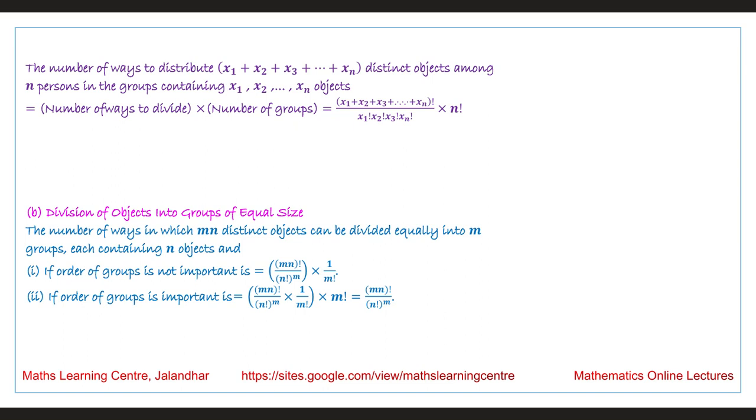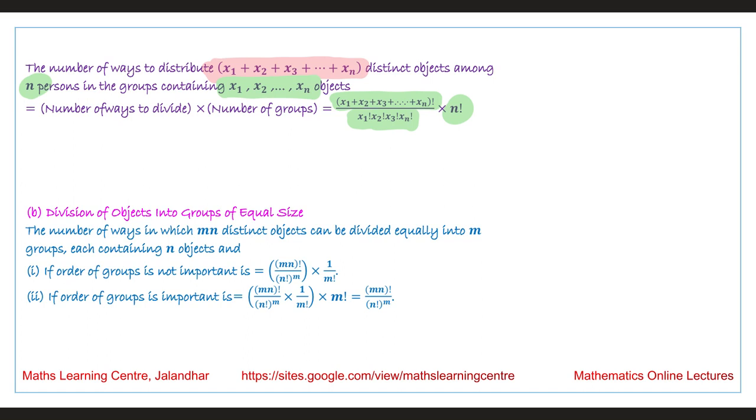So if we generalize this result, we have the final result in this form: if we have x1 plus x2 plus x3 plus so on up to xn distinct objects, and they are to be distributed among n persons, and each person will get x1, x2, up to xn objects, then the number of ways is the factorial of this sum divided by x1 factorial, x2 factorial, x3 factorial, up to xn factorial into n factorial. This is just the generalization of our previous result.